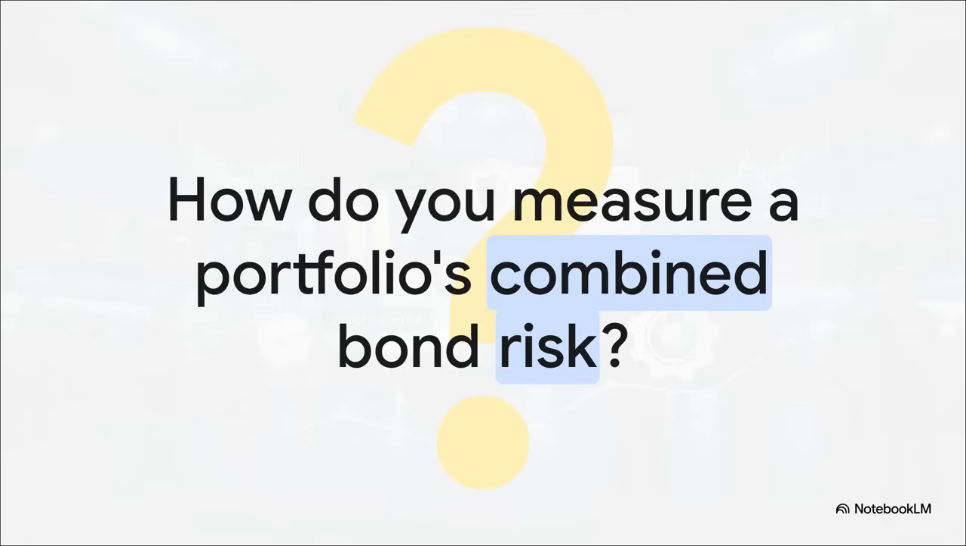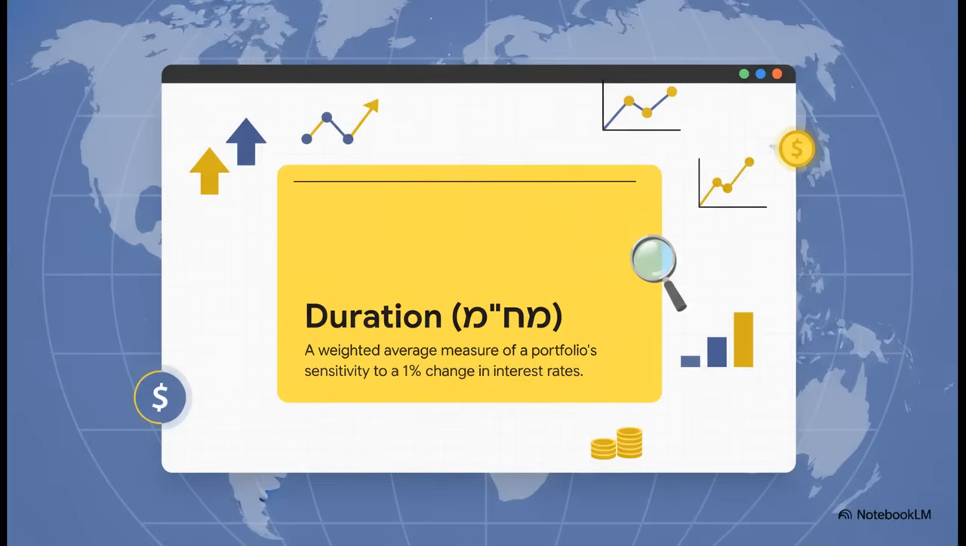Because your portfolio is probably got all sorts of stuff in it. You might have short-term bonds, long-term bonds, maybe even some cash sitting on the side. So how do you boil all of that down into one simple, easy-to-understand number that tells you exactly how your whole investment will react when interest rates start to move? Well, the answer is a concept called duration, or you might hear it called Macaulay duration.